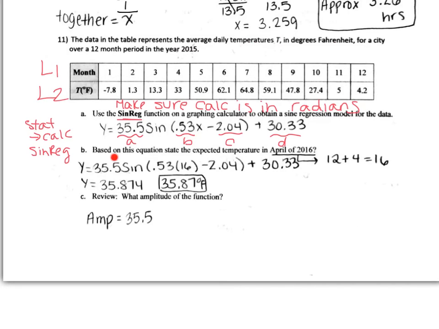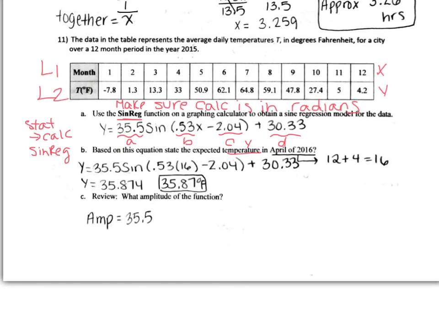Now, based on this equation, state the expected temperature. Temperature is a Y value. So whatever goes here is X and whatever is there is Y. So we want to find the Y value in April of 2016. This is a 12-month period for 2015. So 2015, 1 represents January and 12 represents December.